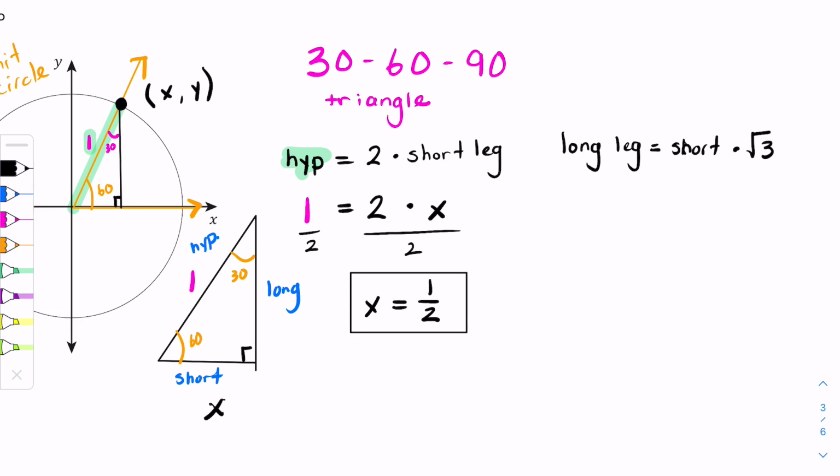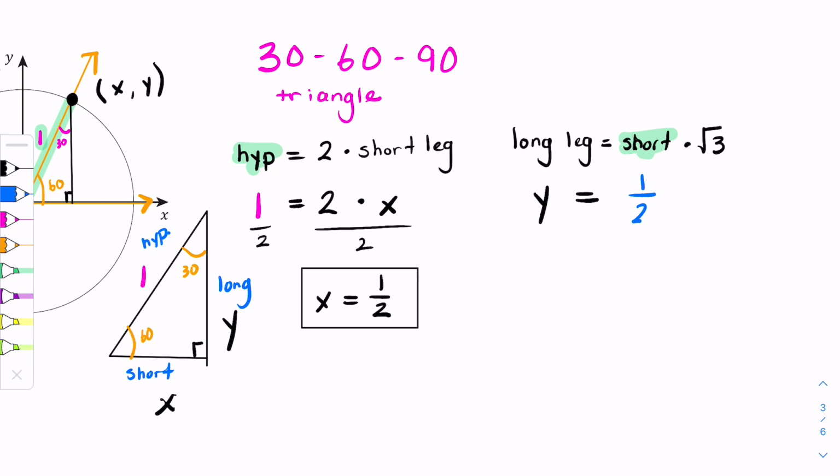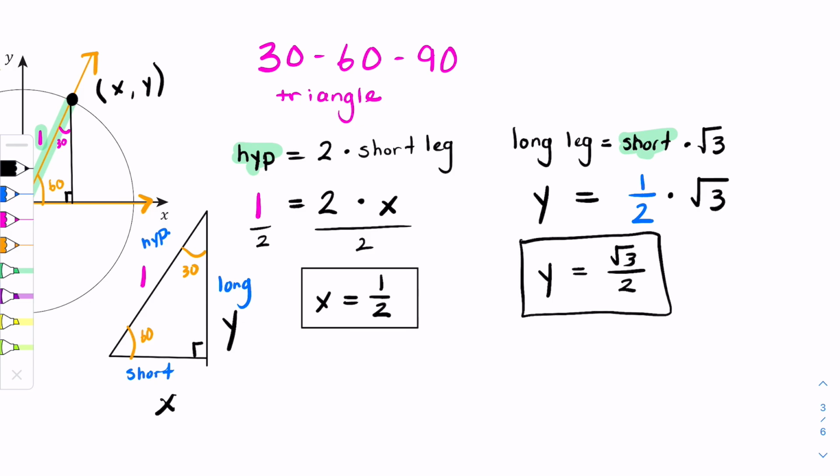I'm going to label the long leg y because this leg right here runs parallel with the y-axis. If I know that x is equal to 1/2, or I know that the short side is equal to 1/2, I'm going to substitute in my value of x for the short side. The long leg is y, which is equal to my short side, which I just solved and is equal to 1/2, and then the formula says multiplied by the square root of 3. So this ends up simplifying to y equals the square root of 3 over 2. And there's your y value.